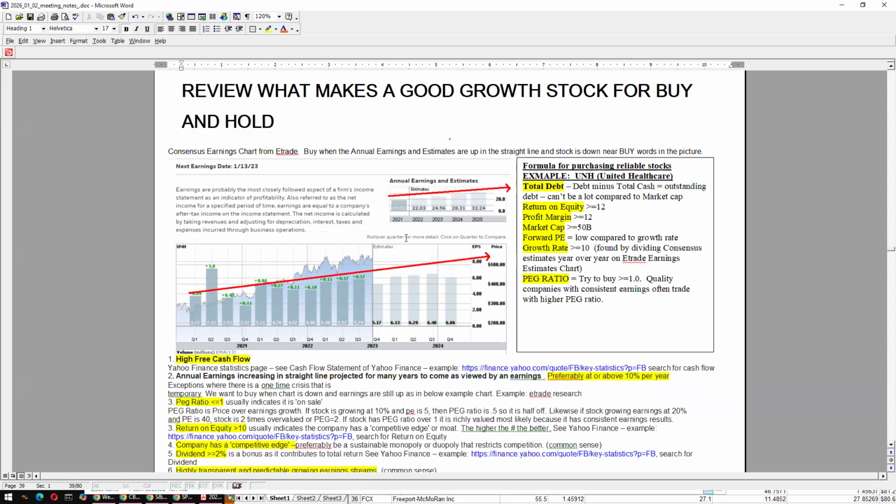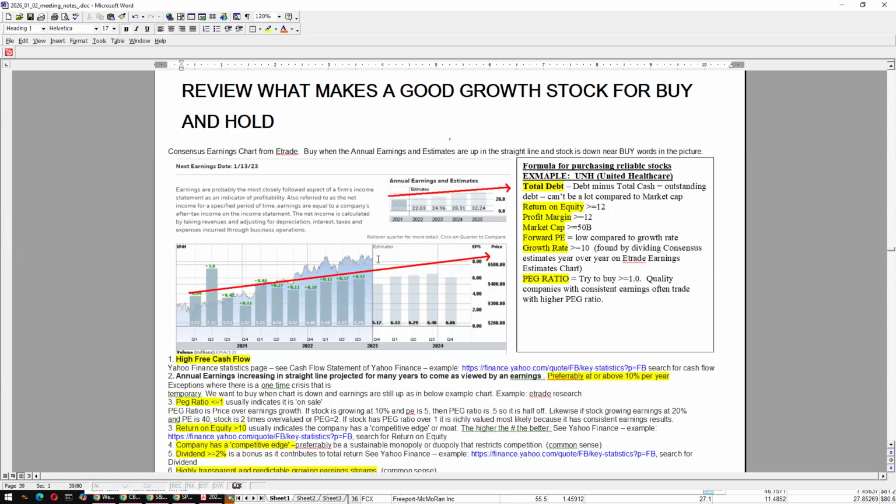And you can find these by looking at annual earnings estimates, which are provided by Yahoo Finance. They're provided by MarketWatch, E-Trade, a couple other places. A very powerful chart is the actual stock chart combined with the actual earnings estimates. And you can see how powerful it is whenever you have a stock that's growing its earnings and the stock is going up.